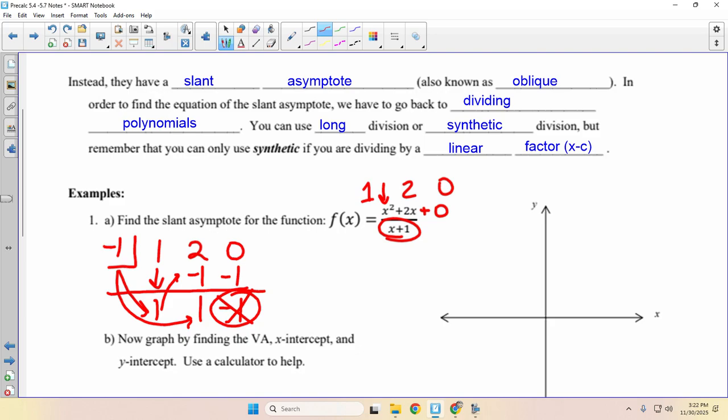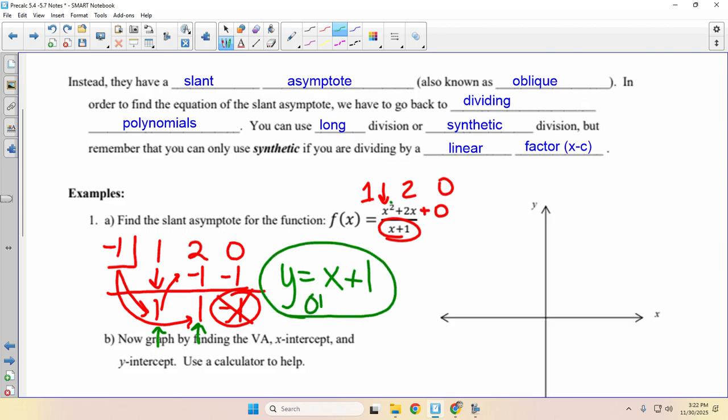And then we just take the 1 and the 1. And we go, okay, we divided, so we started with an x squared. We are now going to have just an x, so that is 1x, and then plus 1. And this is the oblique asymptote.